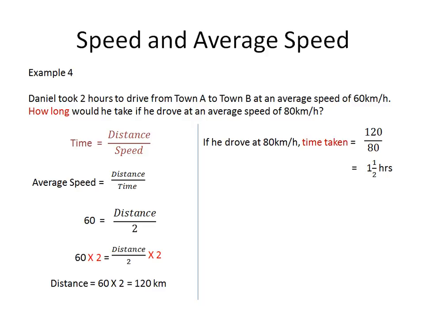I write the formula for time, which is equals to distance over speed. I am unable to apply this formula right now because I do not know the distance, although I know the speed. The speed is 80 kilometers an hour. However, I can find the distance by using information that is given in the first sentence.